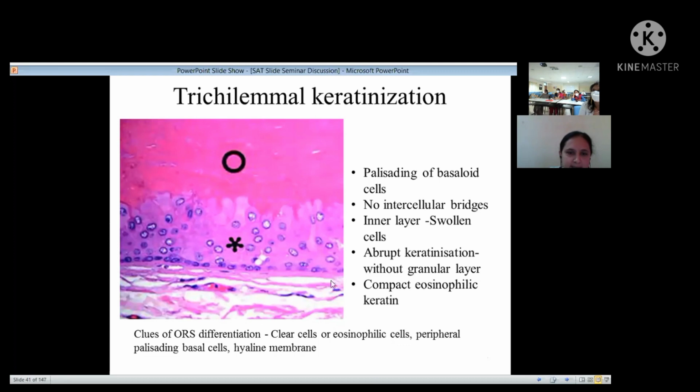In this keratinization, these are the squamous islands which will be covered by the fibrous sheath, and we have these squamoid cells which show palisading at the periphery. These cells, which are derived from the outer root sheath, don't show any intercellular bridges, and the innermost layer of cells will be swollen. There is abrupt keratinization without the granular layer, and the keratin formed here is compact and eosinophilic.